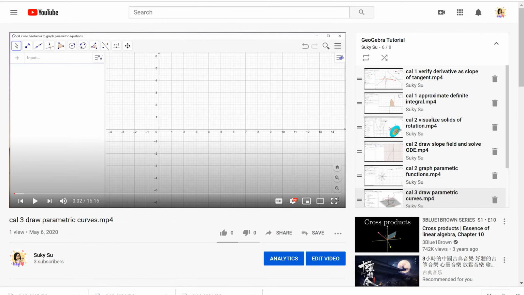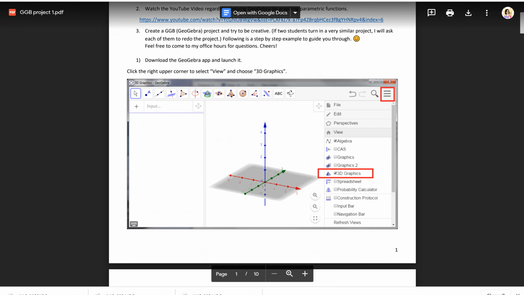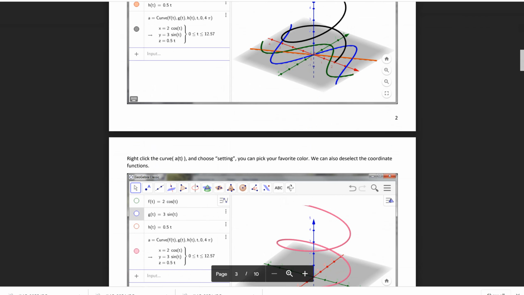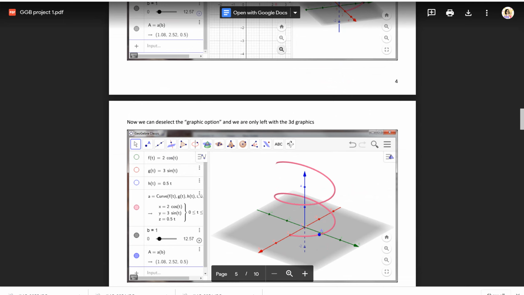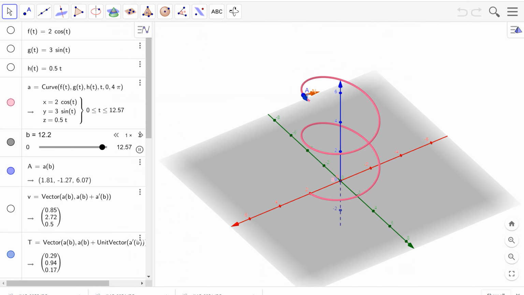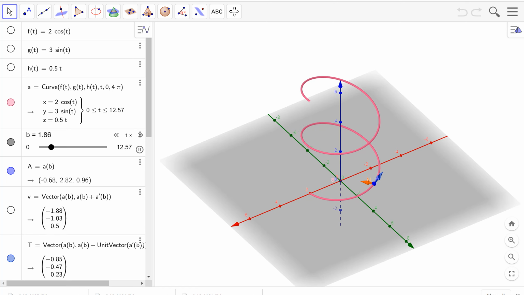Okay, and then I also give you the step-by-step screenshots about how to compute. And at the end, what do you get? So this is our example. You can see here, when the point is moving, we have the unit tangent vector T and the principal unit normal vector N. Can you see, when it goes around, how the N and T change?